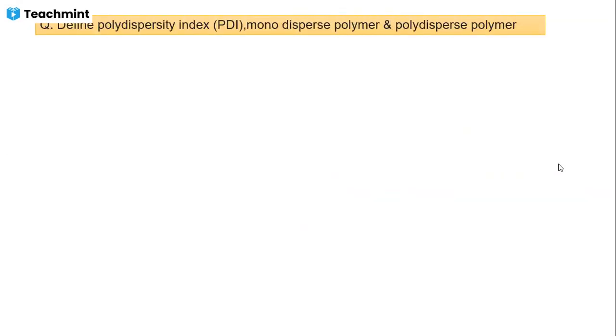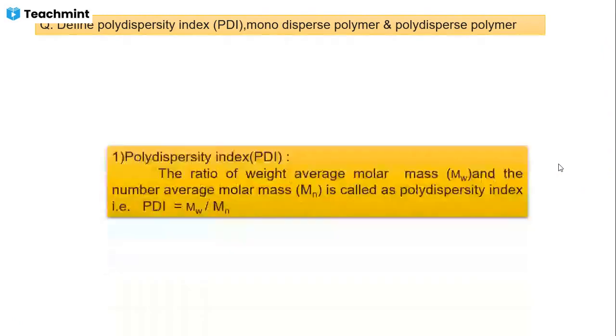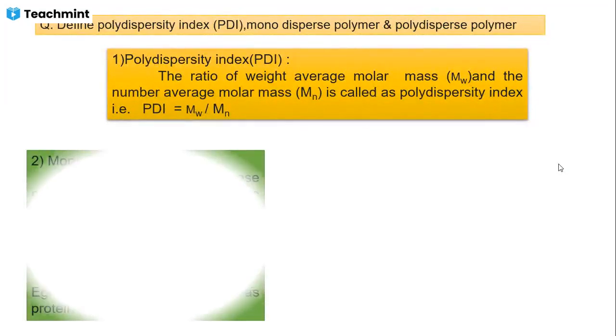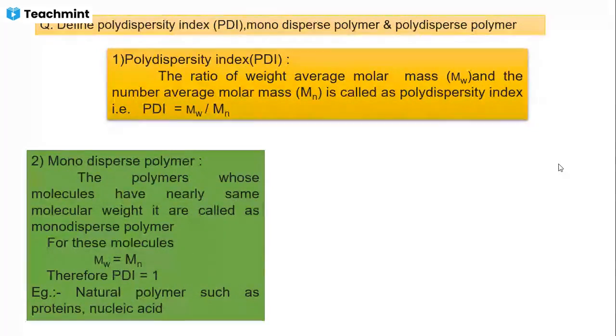Then define polydispersity index, monodisperse polymer and polydisperse polymer. Polydispersity index, it is also known as the PDI. PDI क्या है? It is nothing but a ratio of the weight average molar mass and number average molar mass, is called the polydispersity index. It is simply the ratio of Mw bar upon Mn bar. अब मोनोडिस्पर्स पॉलीमर किसे कहते हैं? कि जिसकी पॉलीडिस्पर्सिटी इंडेक्स 1 चाहिए. That means the polymer whose molecules have nearly same molecular weight, they are called monodisperse polymer.